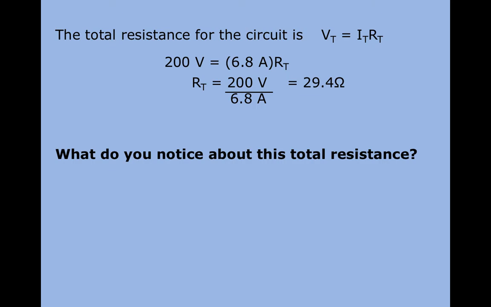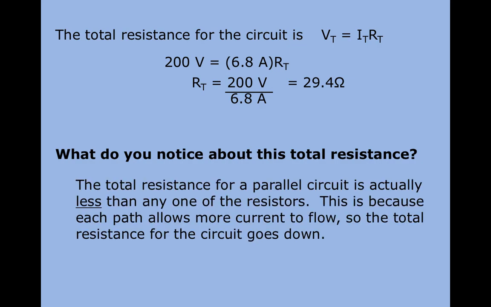Now, here's a really important question. What do you notice about this resistance compared to the resistance that is in the circuit? If you look at the resistance of each resistor, you'll notice that those resistances are larger than the total value of 29.4. This is always true. Okay? The total resistance for a parallel circuit is less than any one of the resistors.